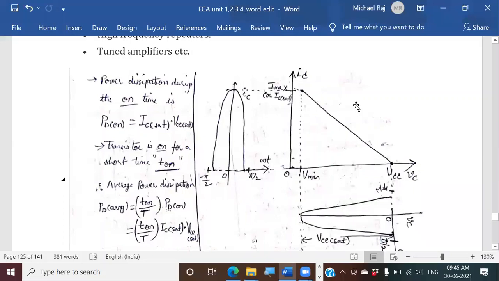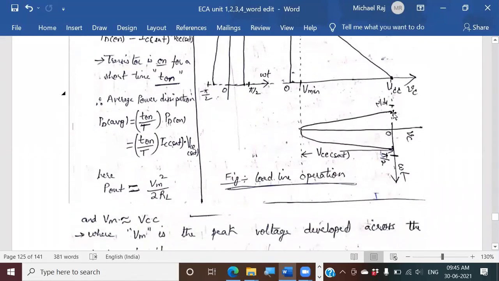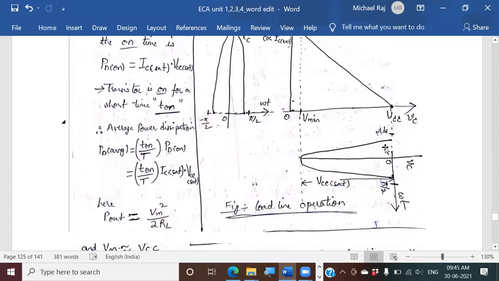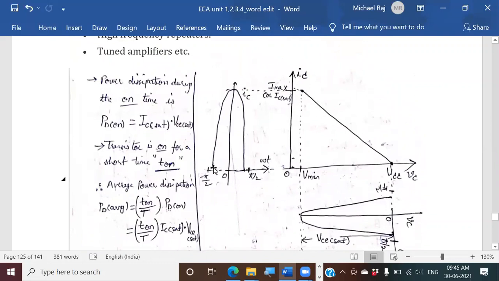Because we are operating below the cutoff, the signal that we get is less than 180 degrees. And in most cases this is a very narrow signal. What do I mean by narrow? It means we'll have a signal like this.